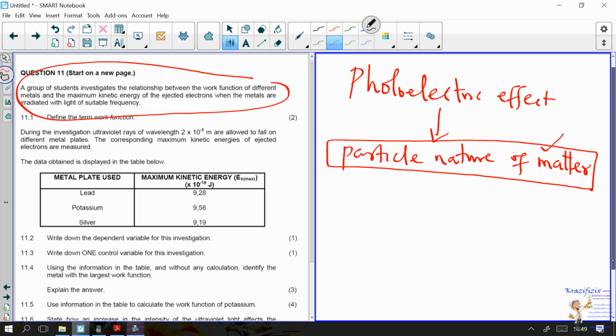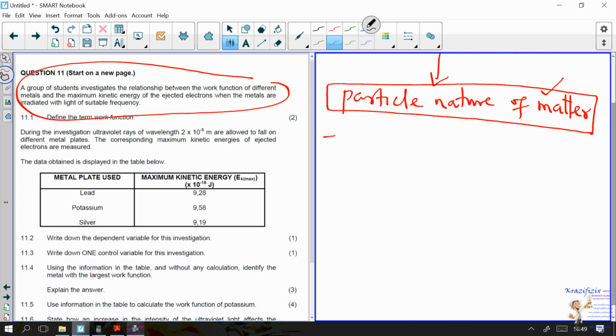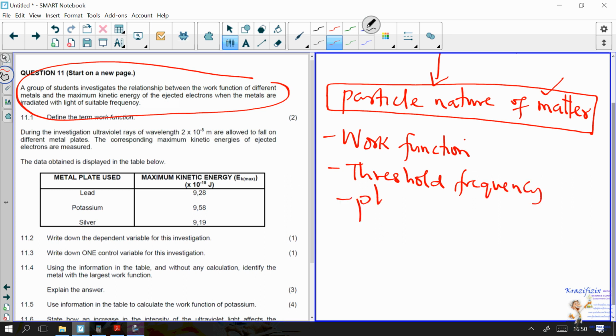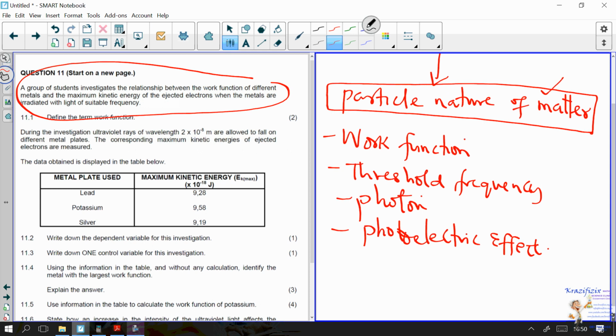What are the definitions I need to know? I need to know my work function, my threshold frequency, and the definition of a photon. These are very, very important definitions, and I must be able to define the photoelectric effect itself. So check your definition pages supplied to you at schools, and you'll be able to deal with all of this. Okay, let's answer the question.